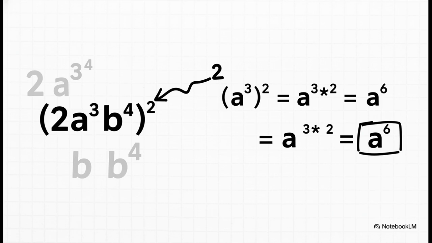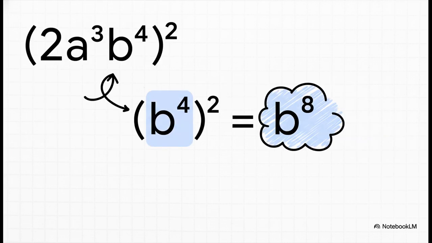Next, let's look at our a variable. We have a cubed being raised to the 2nd power. Time for our rule. We multiply the exponents. 3 times 2 gives us 6, so that part becomes a to the 6th power. And finally, we've got the b variable. It's b to the 4th raised to the 2nd power. Let's multiply those exponents. 4 times 2 is 8. So this piece simplifies to b to the 8th.